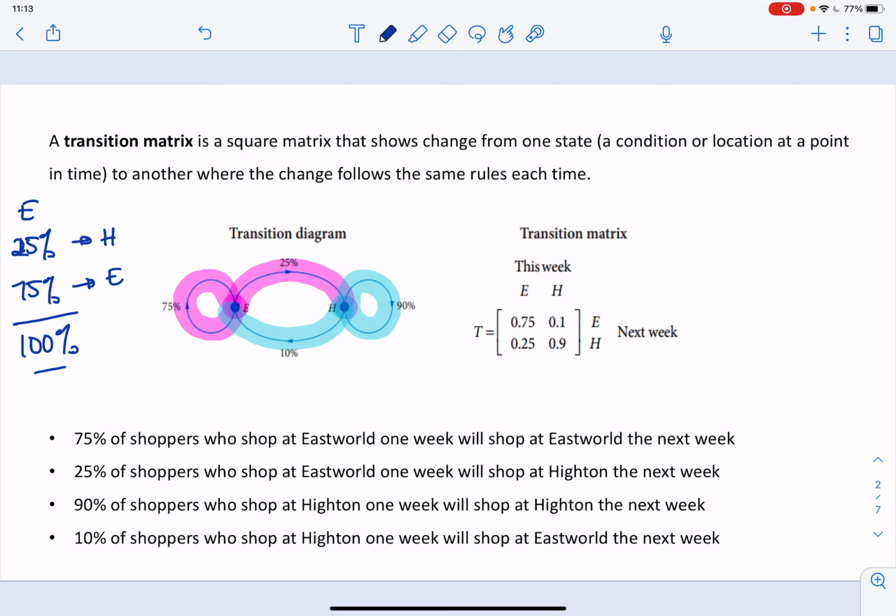How I then put that into a transition matrix is I list it as where they've started. So I've listed it at where they've started here, and it's this week. I've got E and H representing Eastworld and Highton, and then where they're going to go to next week. Now, I do write it as a percentage, but I put it in decimal form.